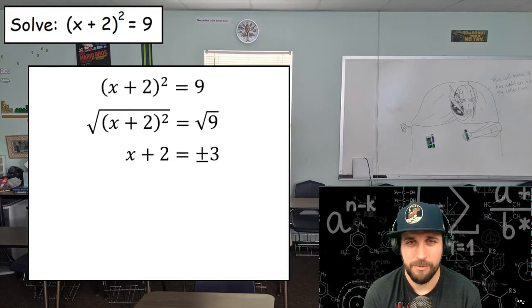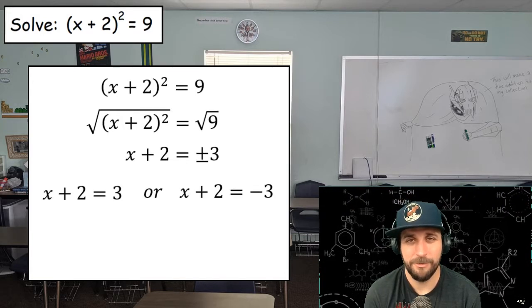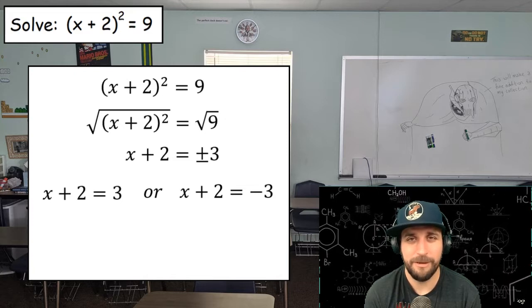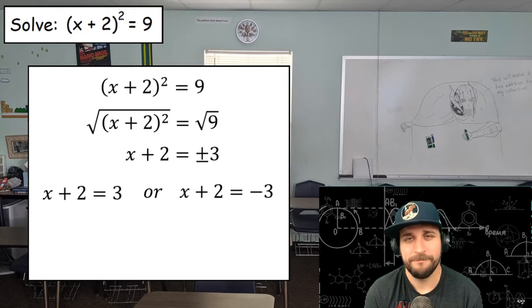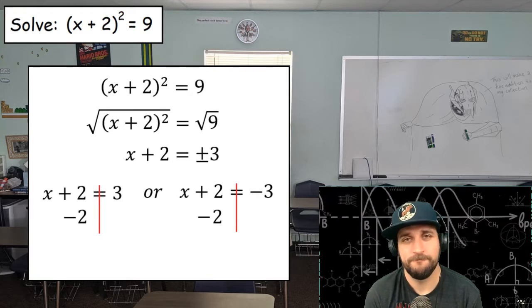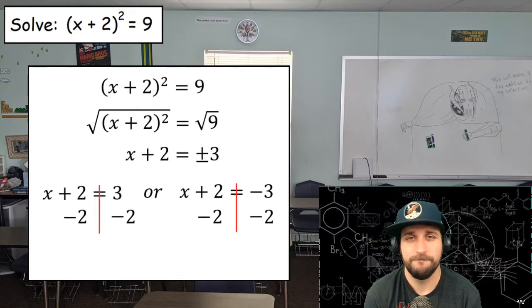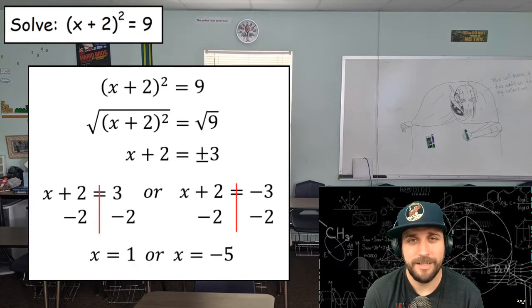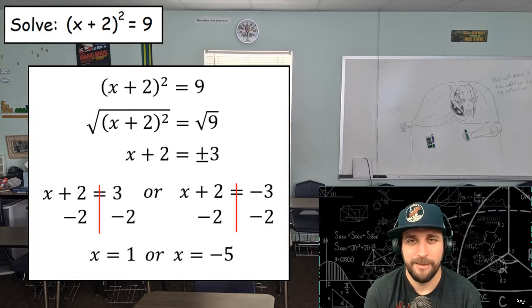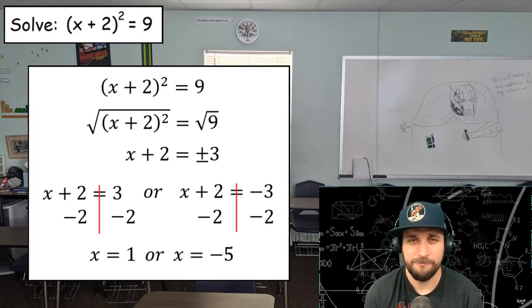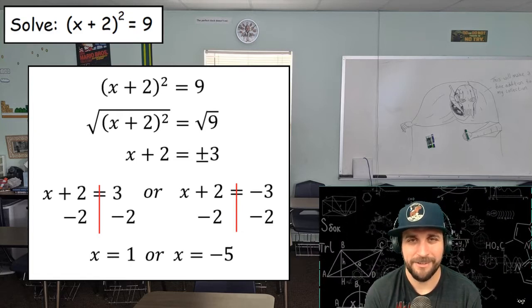So I have 2 problems to solve, either x plus 2 equals 3 or x plus 2 equals negative 3. So it's 2 one-step equations. Solve. So x equals 1 or x equals negative 5. So that's how we do it once we have a perfect square trinomial factored equaling a number.